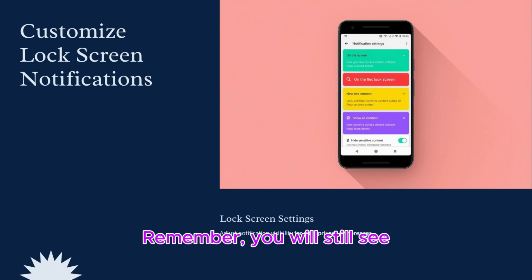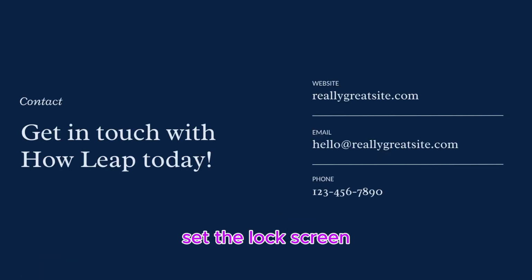Remember, you will still see notifications when you unlock your phone. To completely disable lock screen notifications, set the lock screen option to Don't Show Notifications. This is the most private setting.